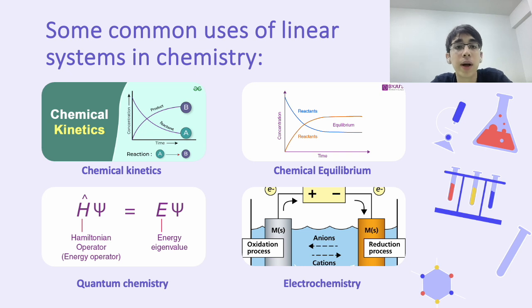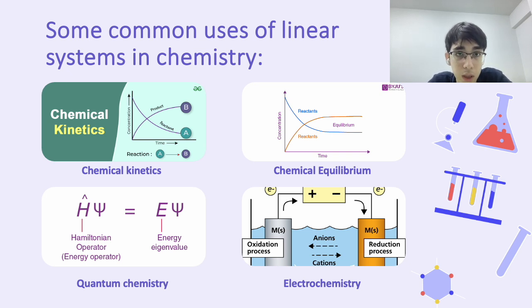The third is quantum chemistry. In quantum chemistry, scientists use linear systems to study molecules. For example, the Schrödinger equation helps describe how electrons behave in a molecule. Solving this system tells us about molecular bonds, energies, and shapes.